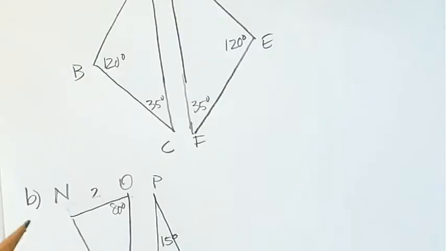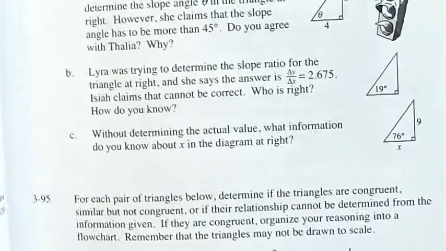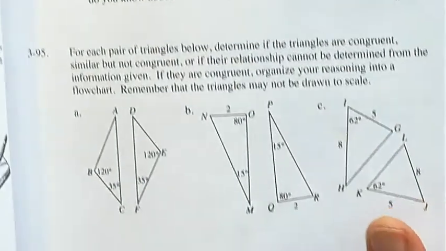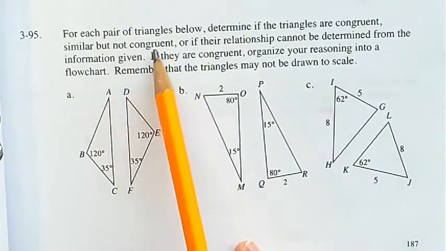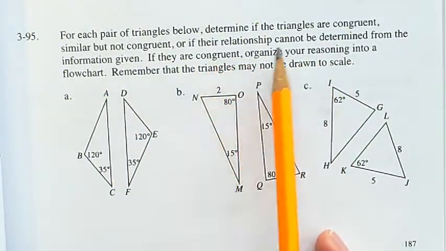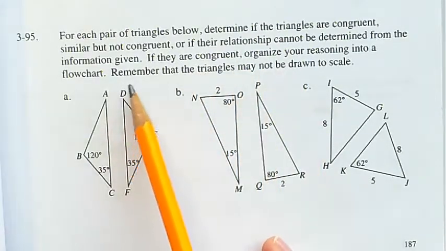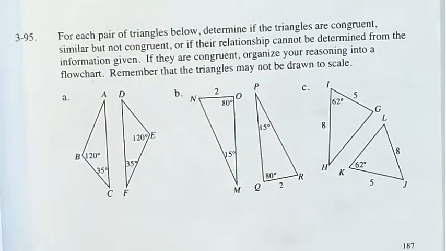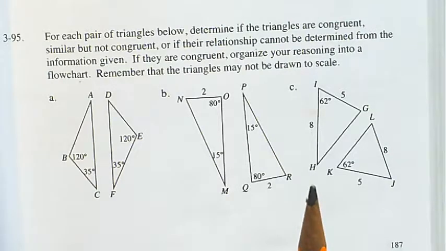Okay, let's look at 395. It says, and go ahead and pause the video if you need to, I would like you to draw these triangles because we're going to put some markings on these. So it says, for each pair of triangles below, determine if the triangles are congruent, identical, similar but not congruent, like siblings, or if the relationship cannot be determined from the information given. If they are congruent, organize your reasoning into a flowchart. We have not done flowcharts. I am going to do a flowchart for one of these examples.